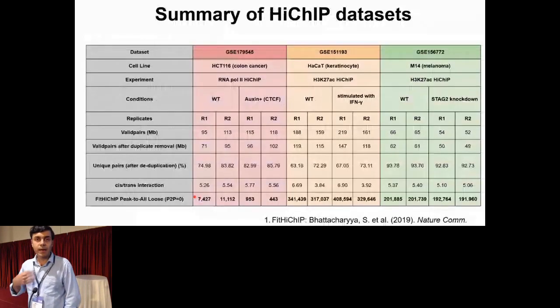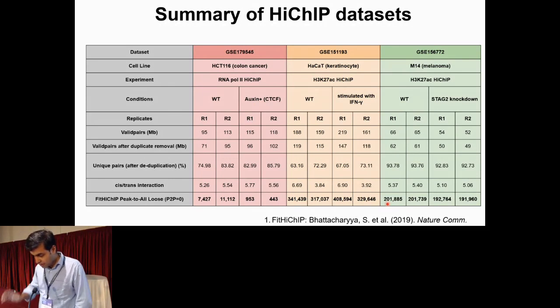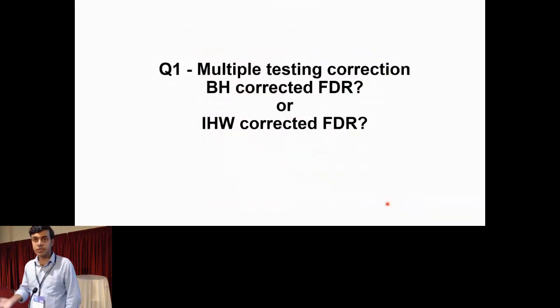Okay, so first we applied FitHiChIP, which is our previously published method, to call the HiChIP significant loops on individual samples. So first of all, for the first data, we can see that when auxin is treated or CTCF is depleted, the number of FitHiChIP loops is quite low compared to the wild type condition. Whereas for the other two data sets, the number of loop counts is not drastically different. So using multiple data sets is helpful in order to assess both sensitivity and specificity of any given method. So first question is, should we use the conventional BH-corrected FDR or IHW-corrected FDR?